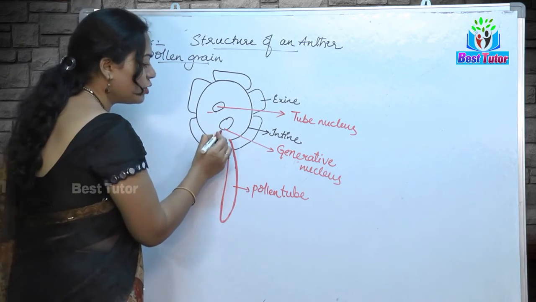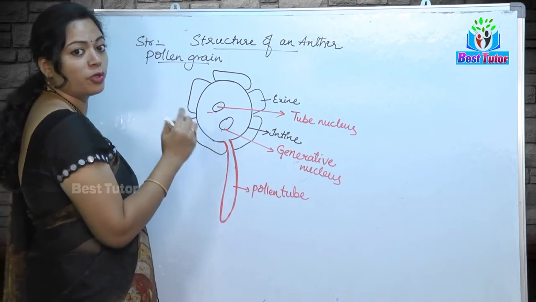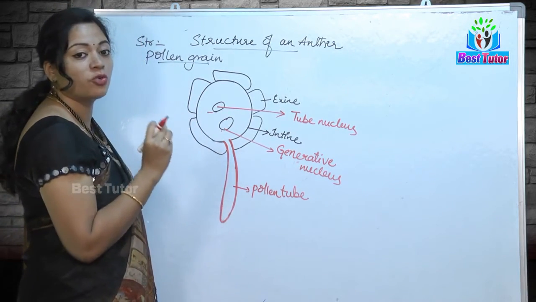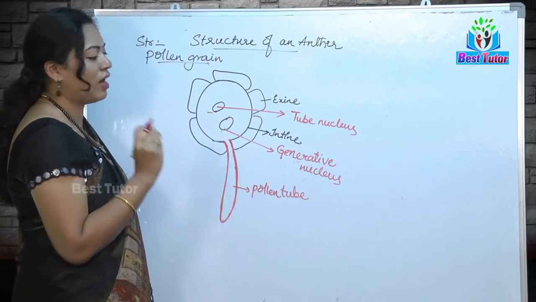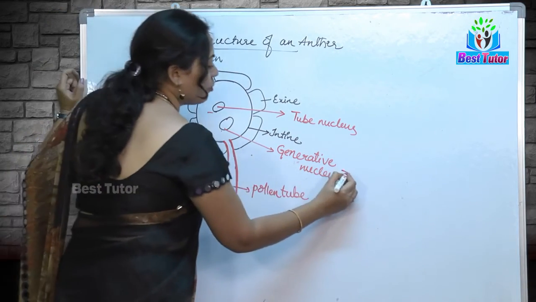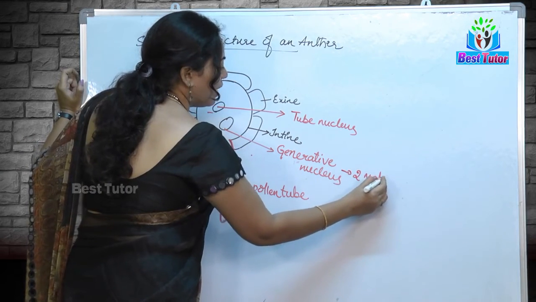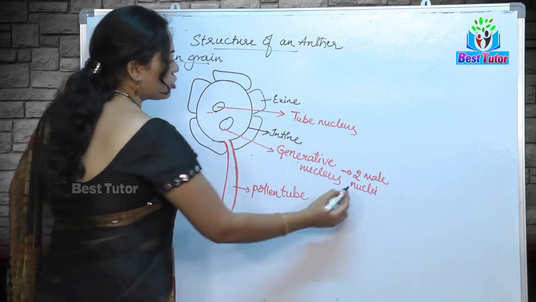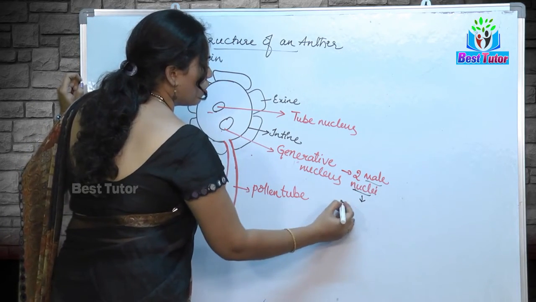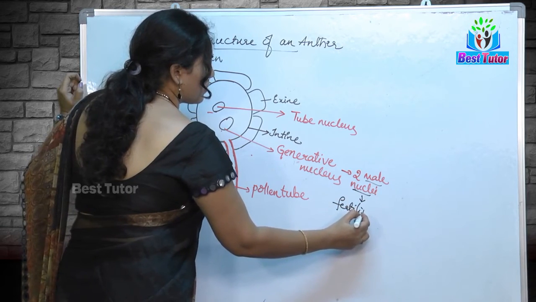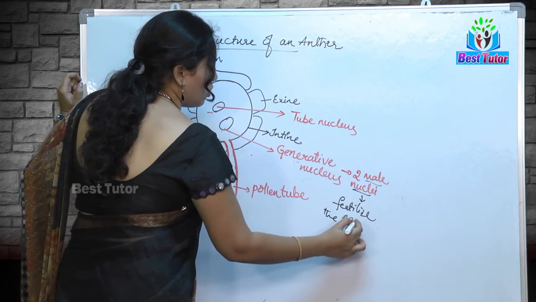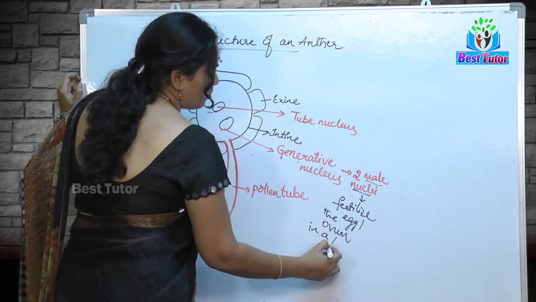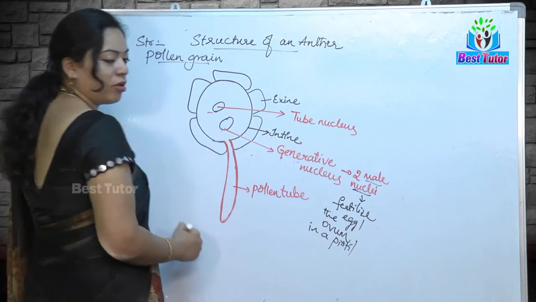And the generative nucleus which is there is going to produce two sperm nuclei, or male nuclei, which are going to fertilize the ovary of the flower. So this generative nucleus will produce two male nuclei. These two male nuclei are the ones which are going to fertilize the egg or ovum in a pistil or the gynoecium of a flower.